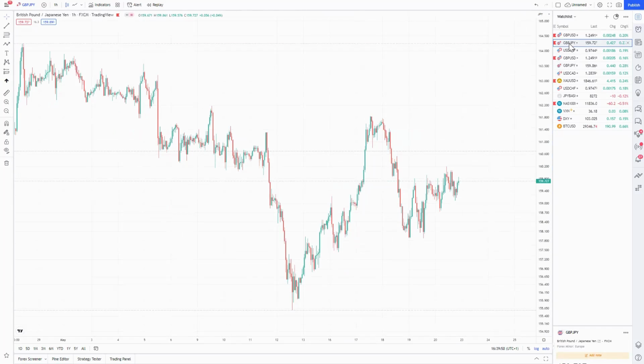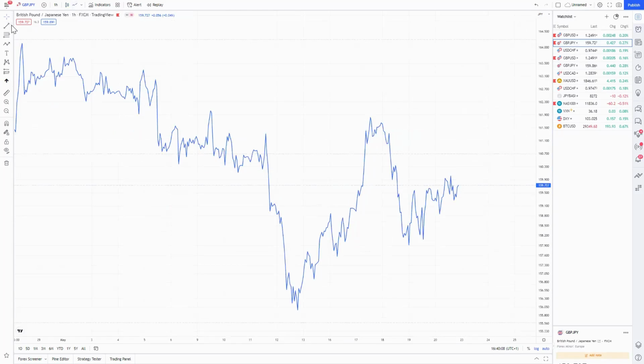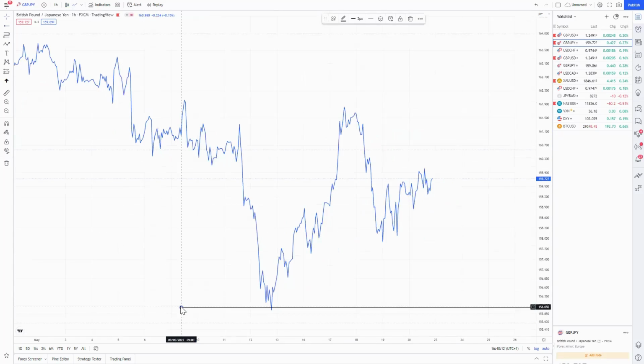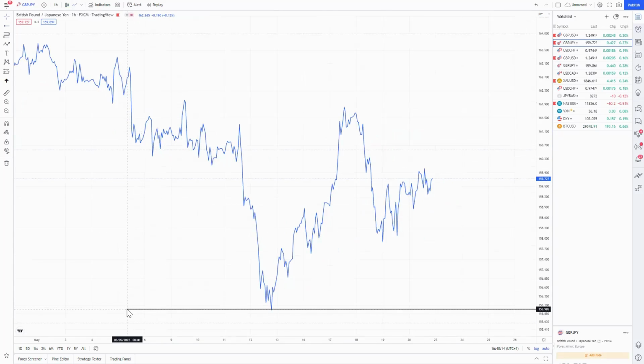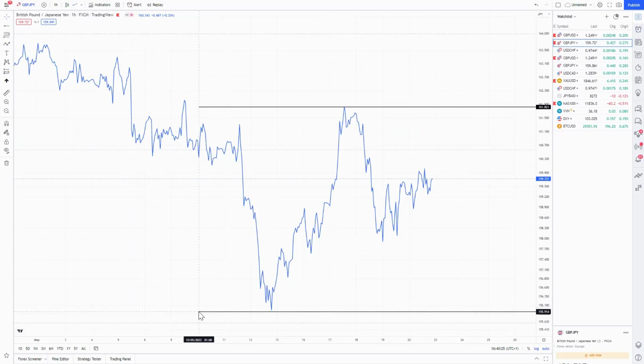Okay, this is GBPJPY, British pound and Japanese yen. Let's just mark our highs and lows. We have a very strong buy pressure on GBPJPY on the 1 hour time frame. The buy pressure started from here, and we have a very strong sell pressure on this area. So we just mark that out.